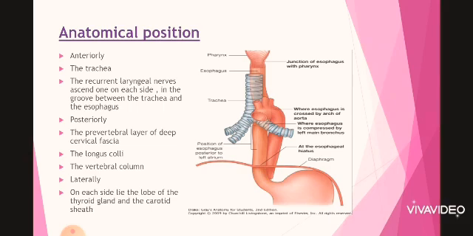Anatomical positions. Anteriorly, the trachea, the recurrent laryngeal nerves ascends one on each side in the grooves between the trachea and the esophagus. Posteriorly, there is prevertebral layer of deep cervical fascia, longus colli and vertebral column. Laterally, on each side lie the lobe of the thyroid gland and the carotid sheath.